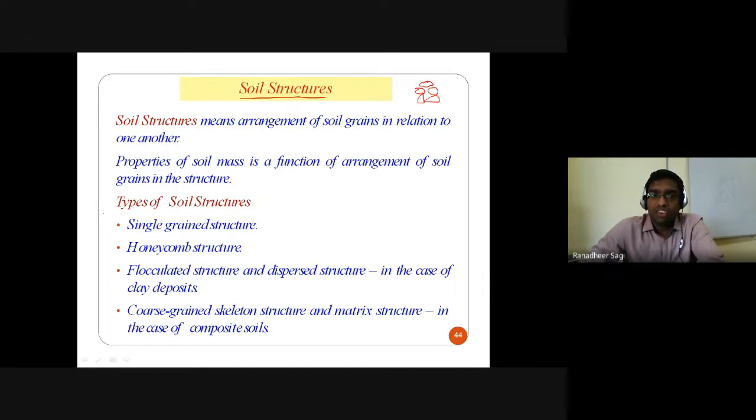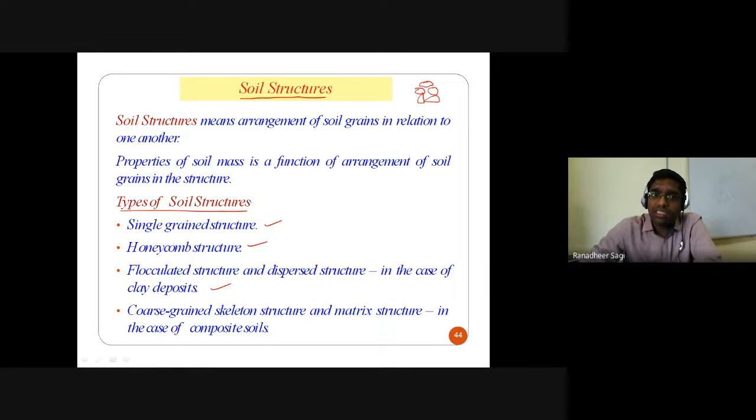So broadly, the different types of soil structures we will mostly come across are categorized as single grain structure, honeycomb structure, flocculated and dispersed structure, which is mostly seen in clayey soil deposits, and coarse grained skeleton structure and cohesive matrix structure, which is seen in composite soil. Composite soil means a composition of both coarse grained and fine grained soils.